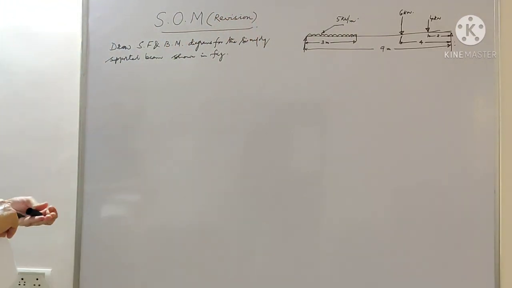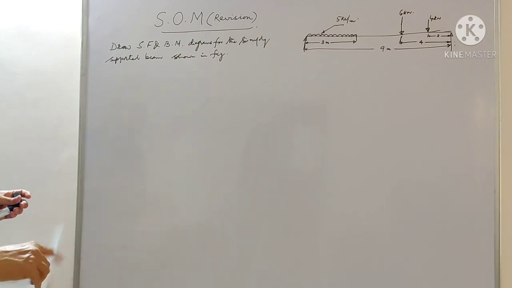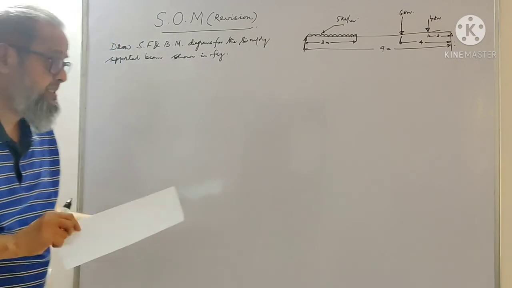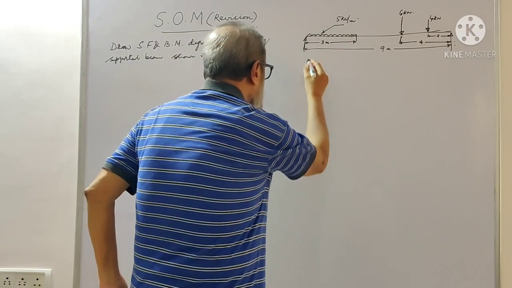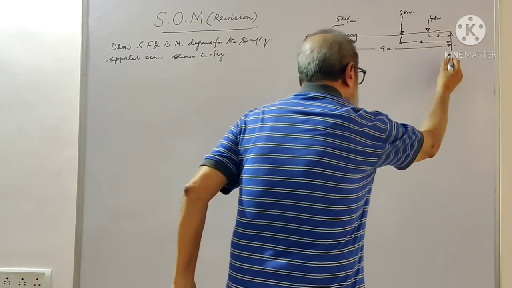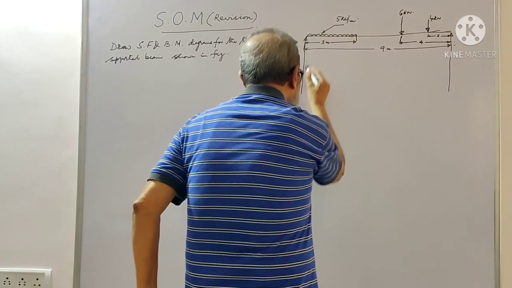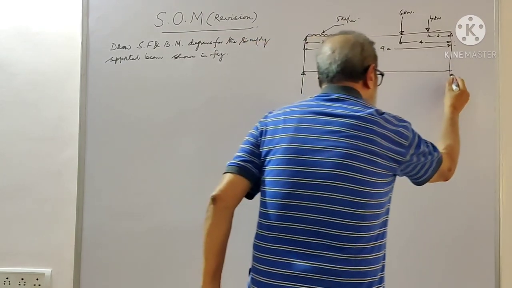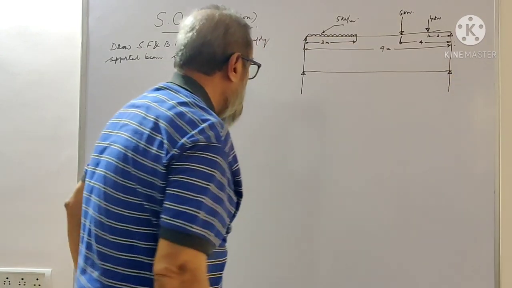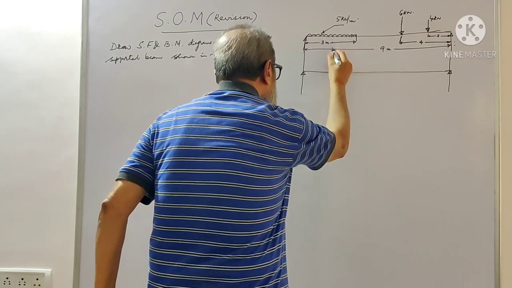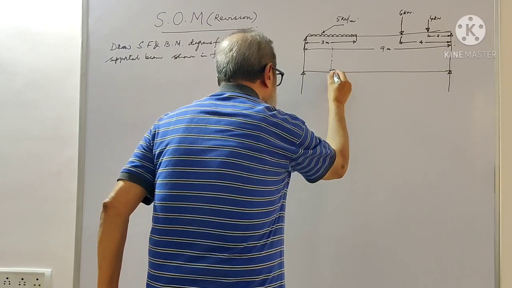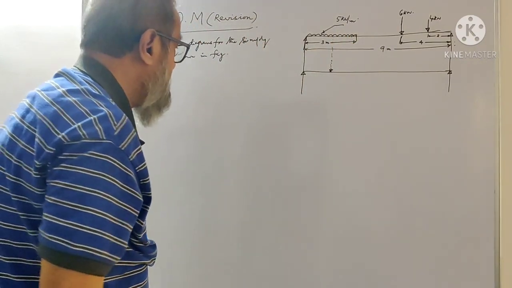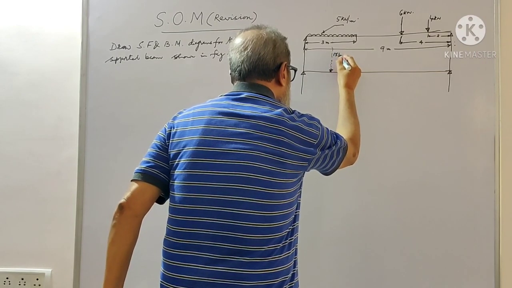We are supposed to draw the SF and BM diagrams. Now, first of all, we have to convert this UDL into a point load. So leave some space here. Again, this same beam, these are the supports or reactions. Exactly in the center of the UDL, you place a point load. It will be 3 meters into 5 kilonewton per meter, that is 3 into 5, 15 kilonewton.